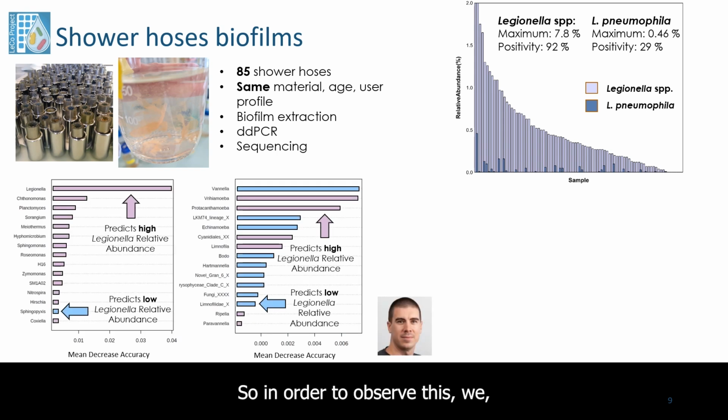So in order to observe this, we performed statistical correlations to see whether bacteria, but also protists, could predict the relative abundance of Legionella.